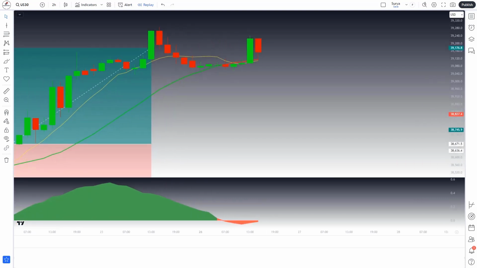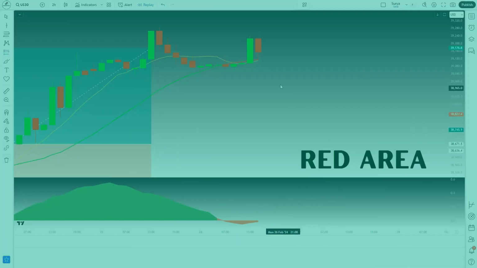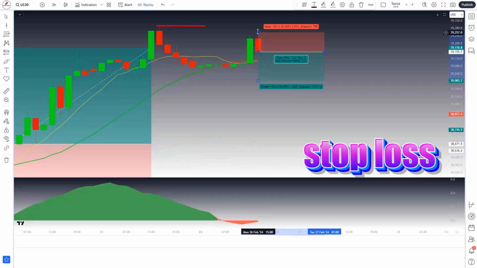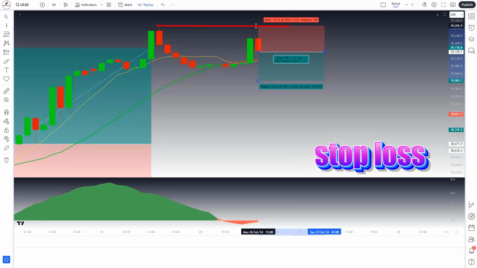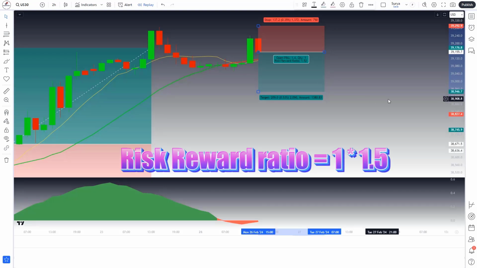When both the lines of Setup 123 Scalper Indicator cross each other, and the plot line becomes red, and the market forms a bearish candle, and when the Elliott wave oscillator indicator forms a red area, if this condition is met, then we will take a sell order. Our stop loss is to be placed at the previous high of the market, and the risk to reward ratio will be 1 to 1.5.